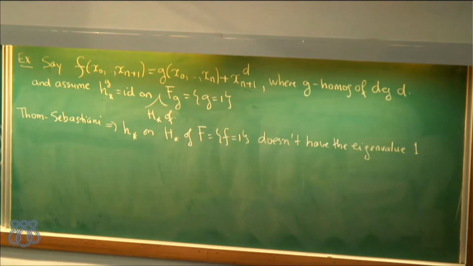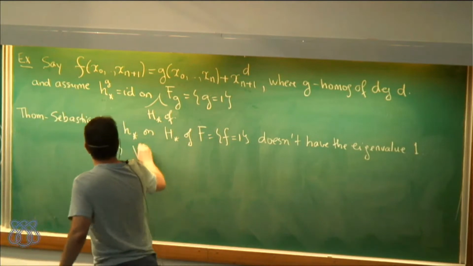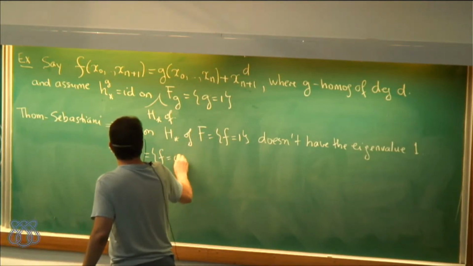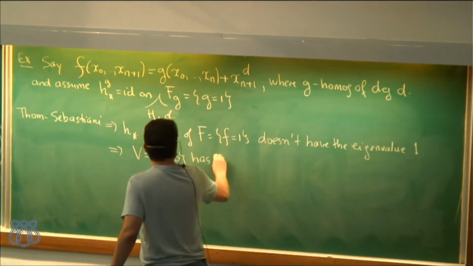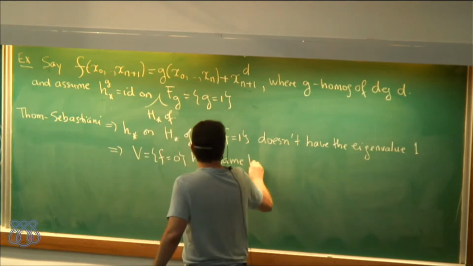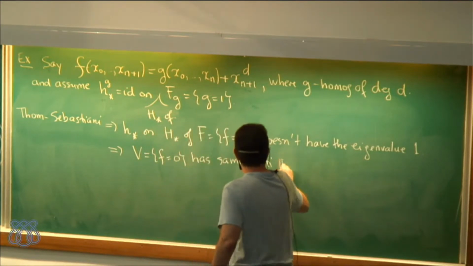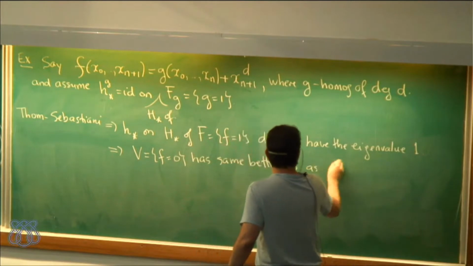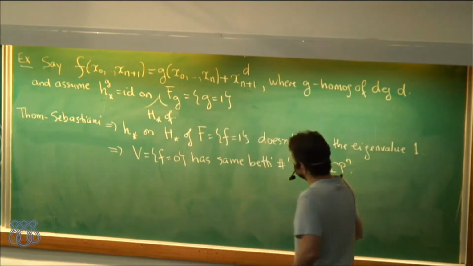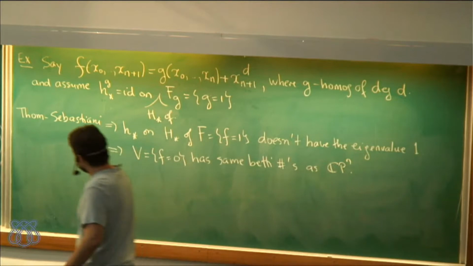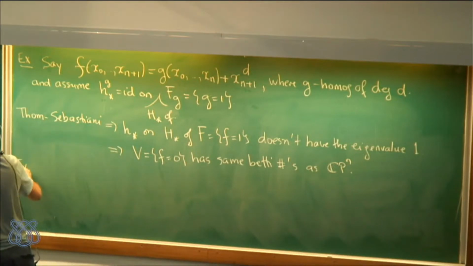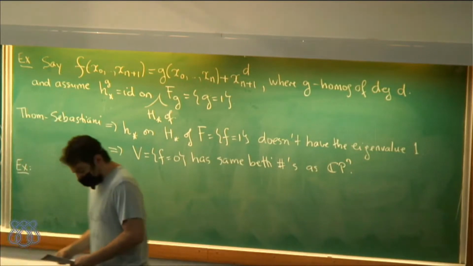All right, so this still seems a bit abstract, right? I'm in the situation of what I came up with here. So this in particular will tell me that V defined by F has the same Betti numbers as CP^n. But this is still a bit abstract, so let me give you a more concrete example here, or two examples, and I'll end with this.